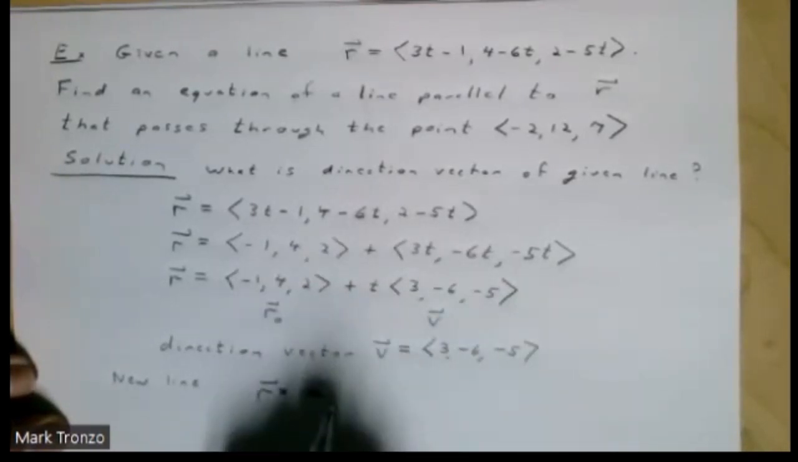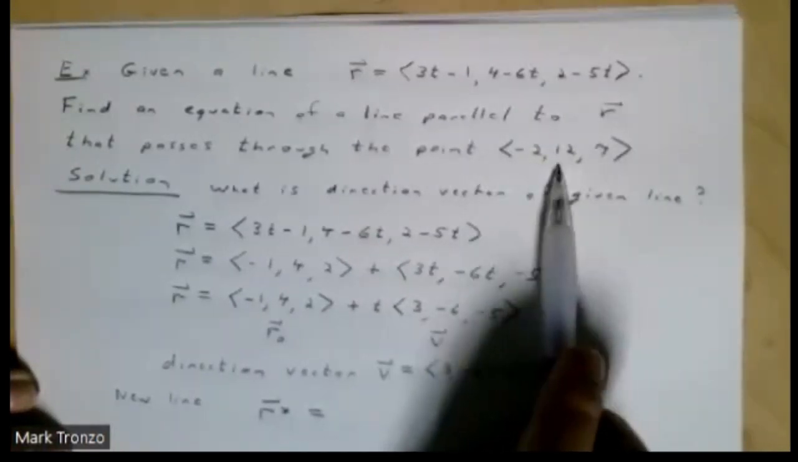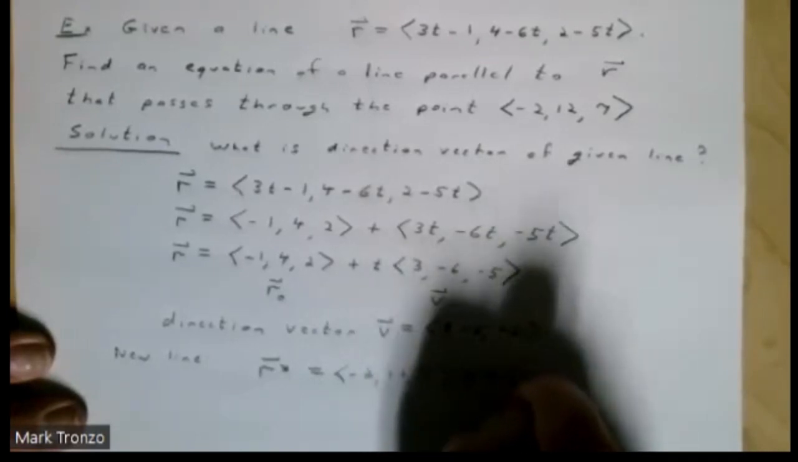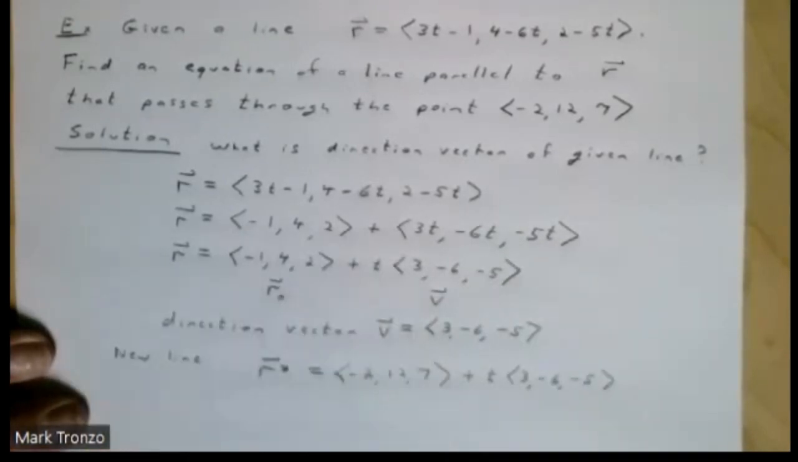We need a point on the line, and we know this point here. Actually, I wrote it as a vector. I kind of got a little ahead of myself. But so that's a point on the line, and plus t times the direction vector. Again, so this is our point. And remember, this is the equation we usually have: R naught, direction vector and t. And so now this is the vector equation of the new line.